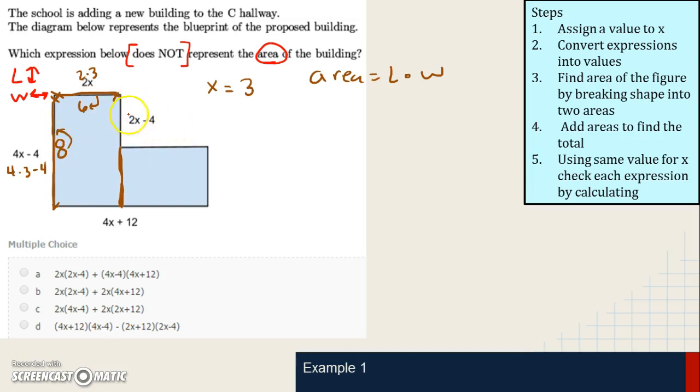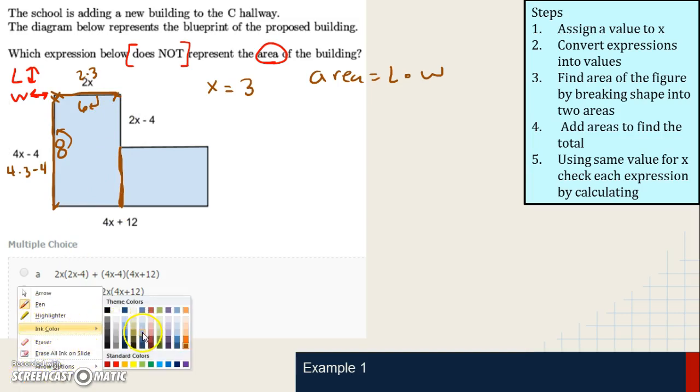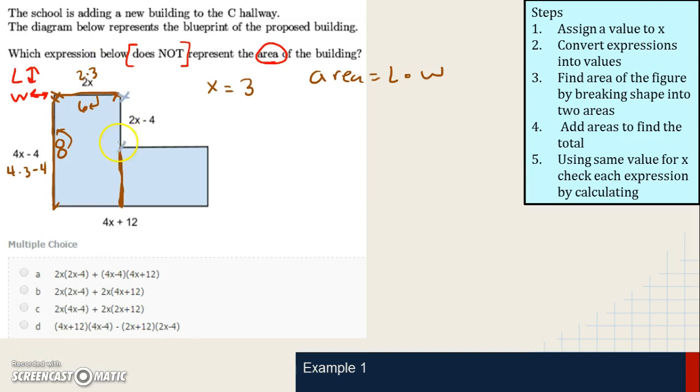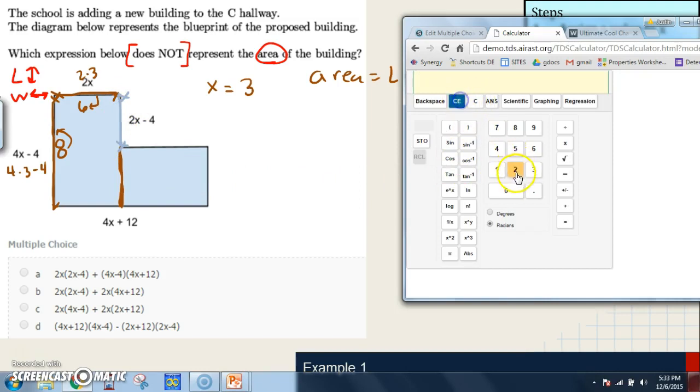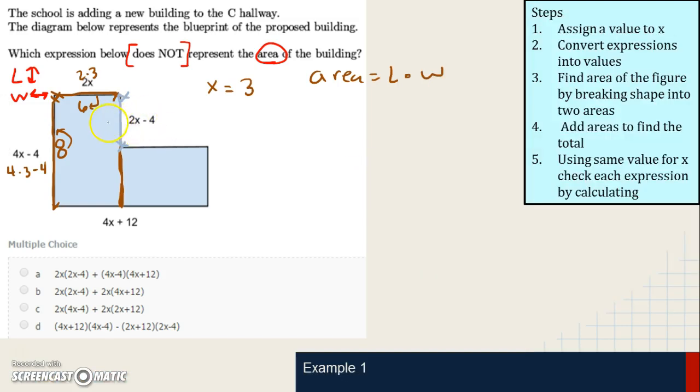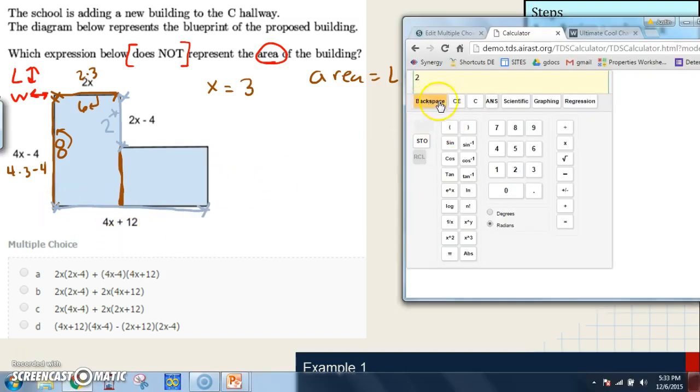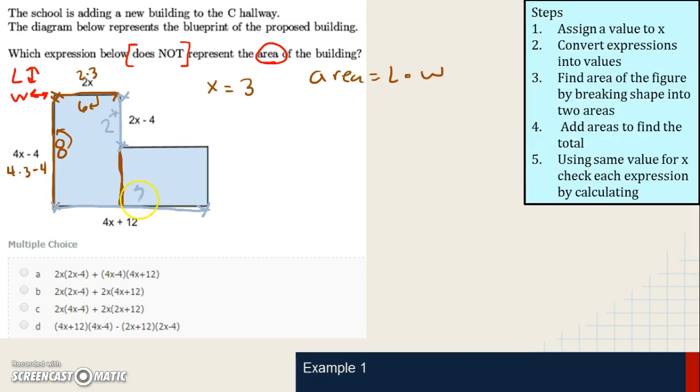And then this little area, which I'll mark in a different color, is from right here to right here. So not the entire thing, it's going to be 2 times 3 minus 4, which is 2. So we know that this is 2 right here. And then this bottom one, from right here to right here, we know is going to be 4 times 3 plus 12. So 4 times 3 plus 12 gives us 24. So we know that this is 24.